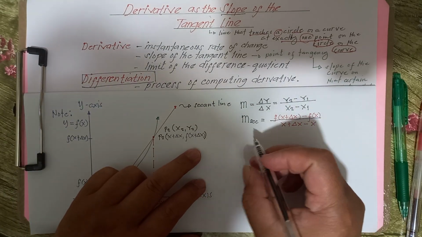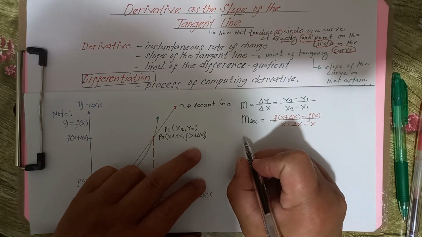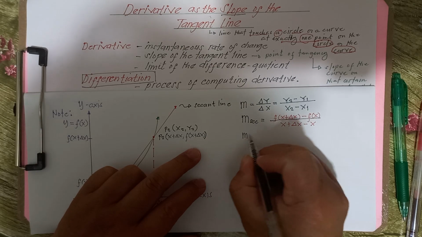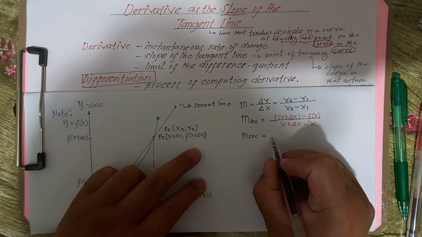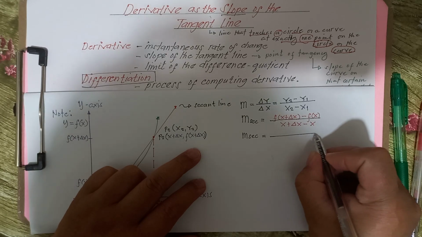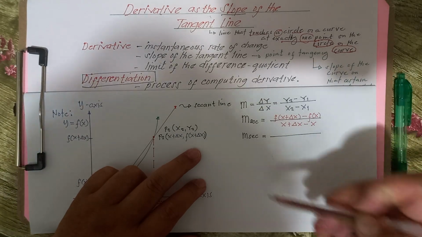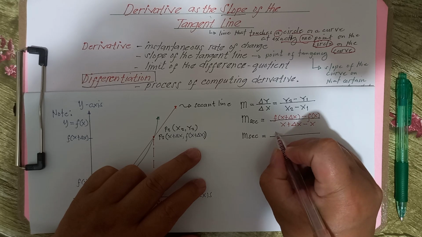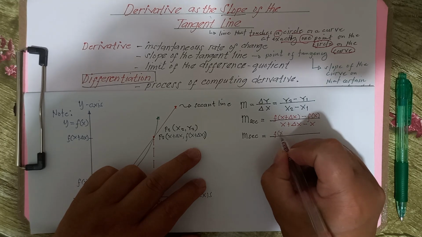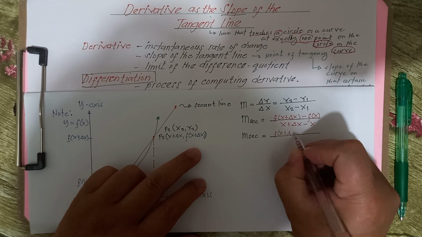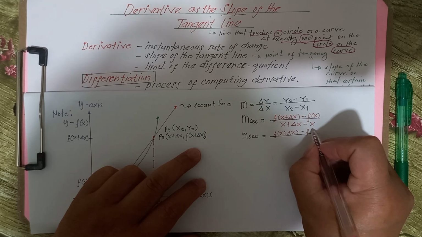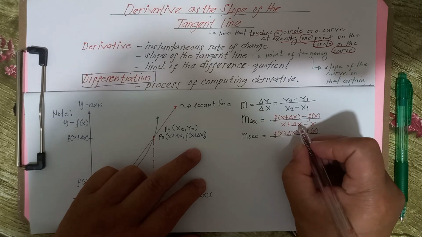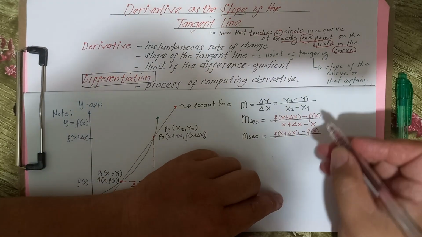Notice that when we continue, the slope of the second line will give you a result of f of x plus change of x minus f of x. Now what about the denominator?